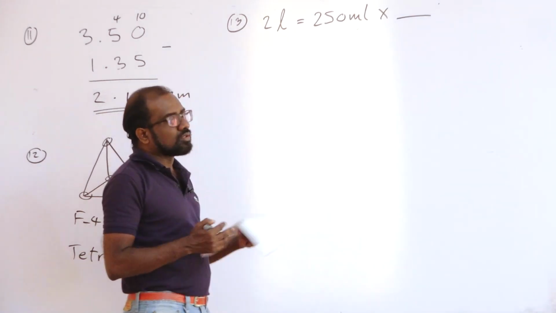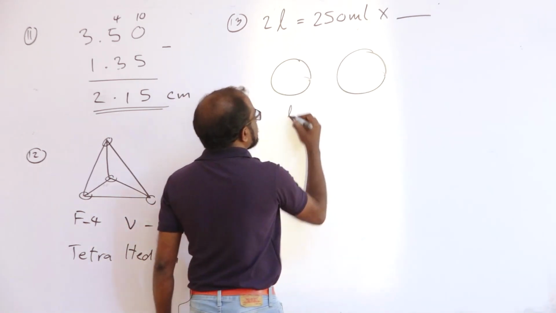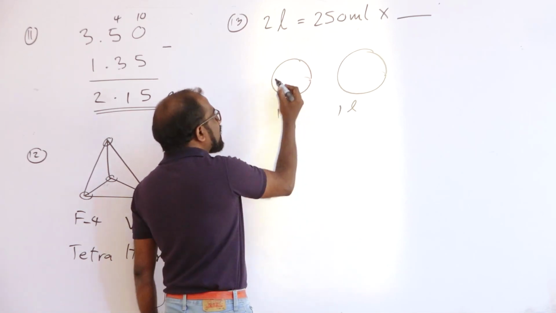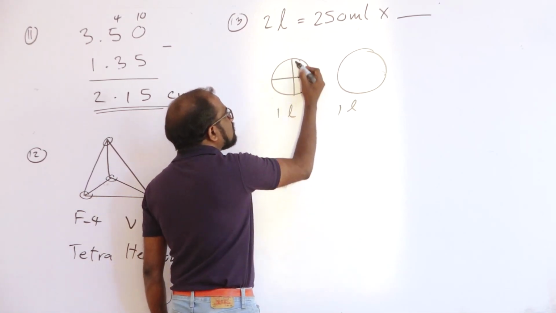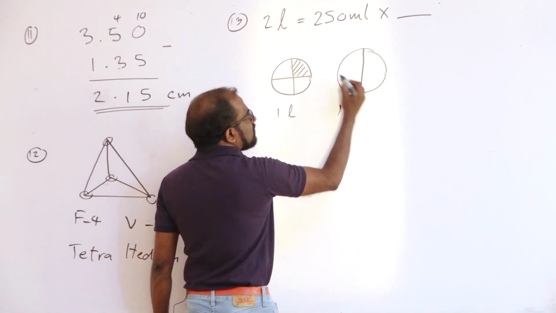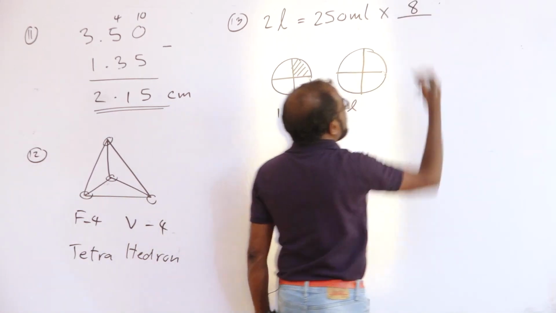And for 2 liters, how much? Here is 2 liters. Here you have 1 liter, here 1 liter. 250 milliliters is like this. So how many? Here we have 4, here we have 4. So 8 should be the answer.